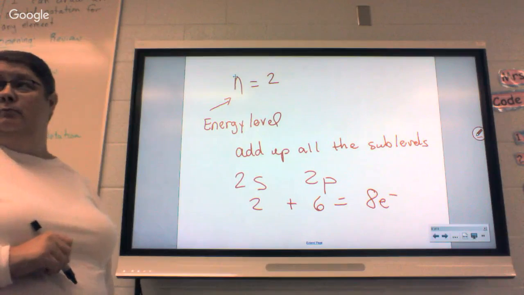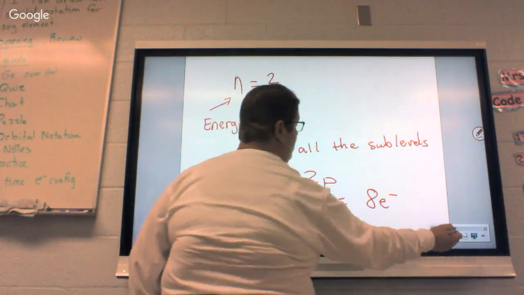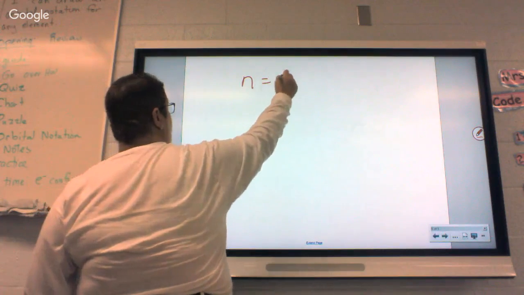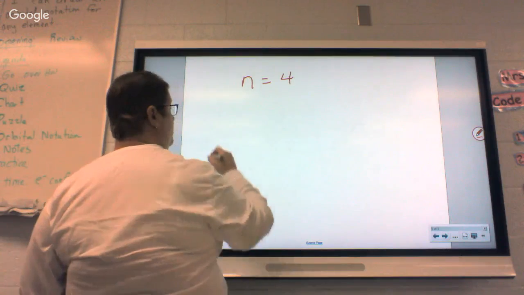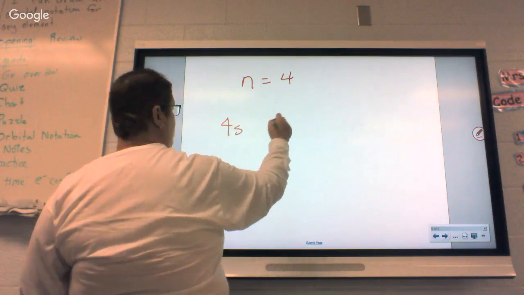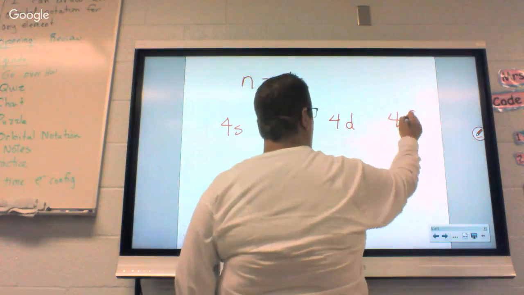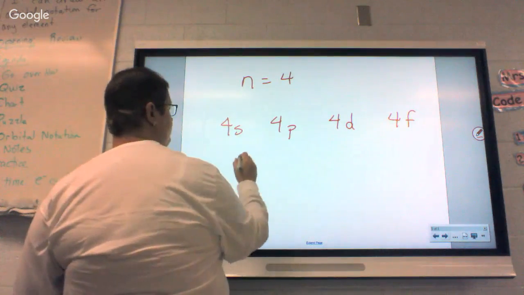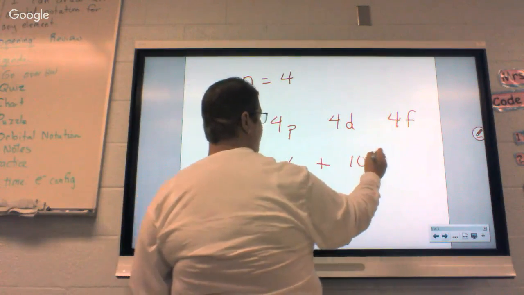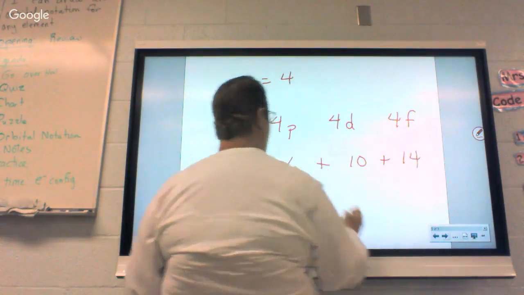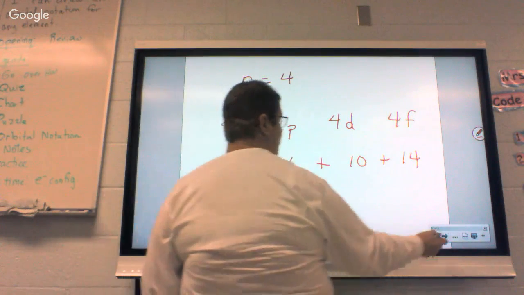Okay? So, if n equals 4, how many sublevels are there? What are their names? All right, how many electrons are in s, in p, in d, and in f? Add them all up and you get 32. All right, let's vary a little bit.